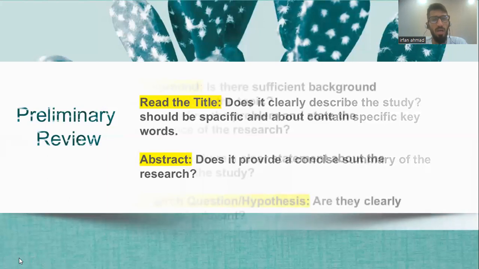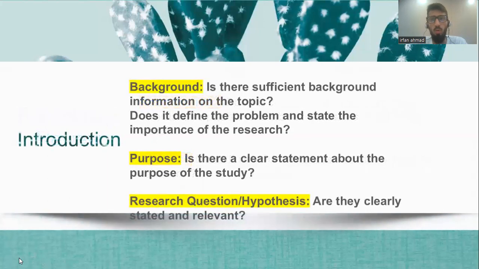Now let's talk about the introduction. What can we look for in an introduction? The first thing is the background. Is there sufficient background information on this topic? For example, if the article is about balance problems in the elderly, the introduction should contain all the necessary information about the elderly, such as the prevalence, definitions, the incidence, and the risks of falls or balance issues.